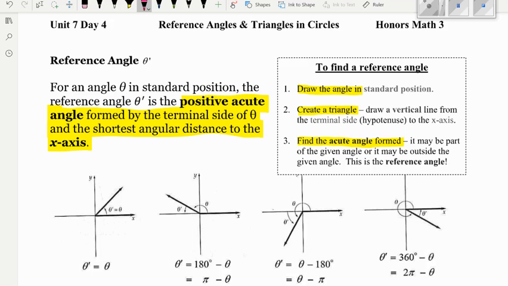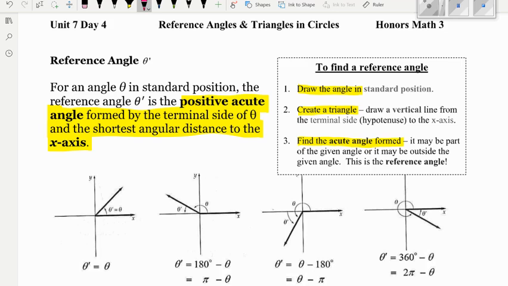Today we're going to talk about reference angles and triangles in circles. For an angle theta in standard position, the reference angle, theta prime, is the positive acute angle formed by the terminal side of theta and the shortest angular distance to the x-axis.